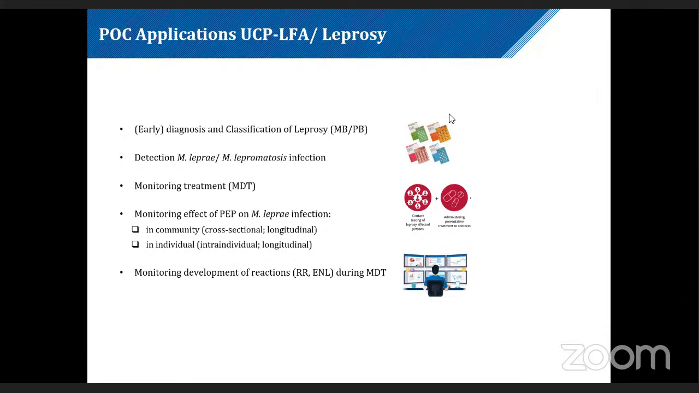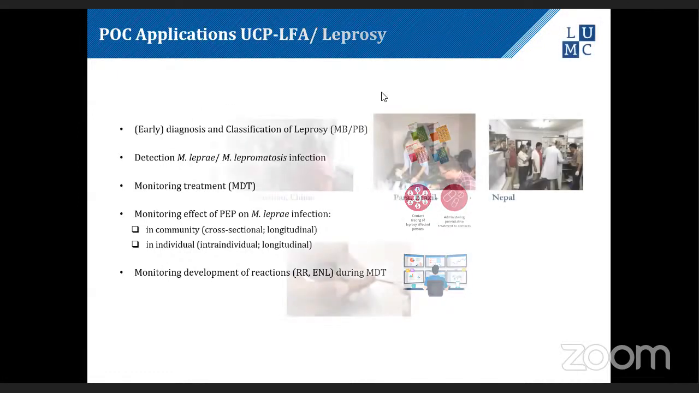And this is actually what we do with the small number of leprosy patients that we have in the Netherlands. And then also, what I just mentioned in my reply to the question of Milton, is monitoring the effect of post-exposure prophylaxis on M. leprae infection. And this can either be done in an individual or in the community. And finally, I think it's also very important to monitor development of reactions. And therefore, we really need to do longitudinal analysis.